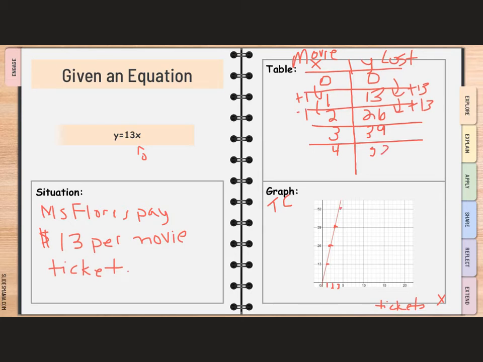And that's what you see right here, and so forth. So don't forget, you can also create a graph. Use your numbers on the table. So all I did was take the ordered pairs of 0, 0, 1 ticket costs $13, 2 tickets cost $26, and all I did was plot those ordered pairs on my graph, okay? So this could have been any situation, okay? I want you guys to just think outside the box. Think of things where you paid $13 for.